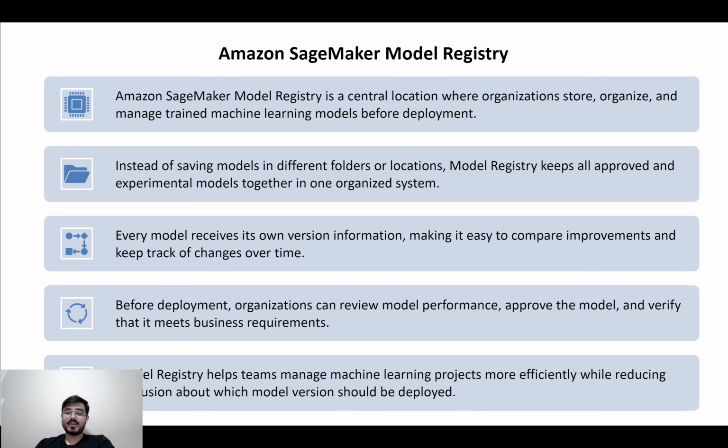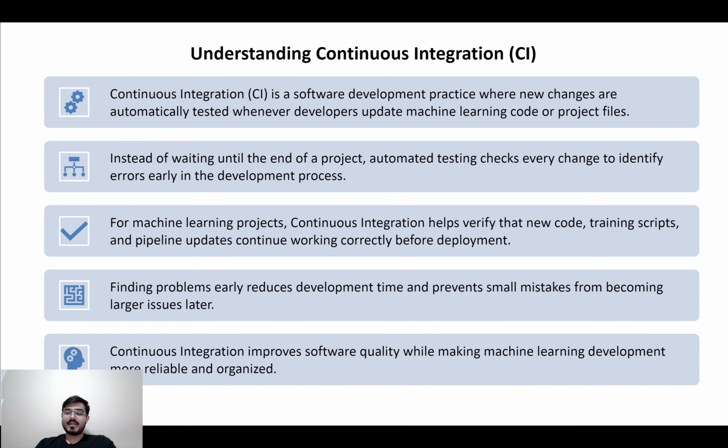Before a model is deployed, engineers can review its performance, compare it with previous versions, and decide whether it is ready for production. In simple words, you can think of Model Registry as a digital library where every machine learning model is stored, organized, and easy to find whenever it is needed. Let's move to the next slide.